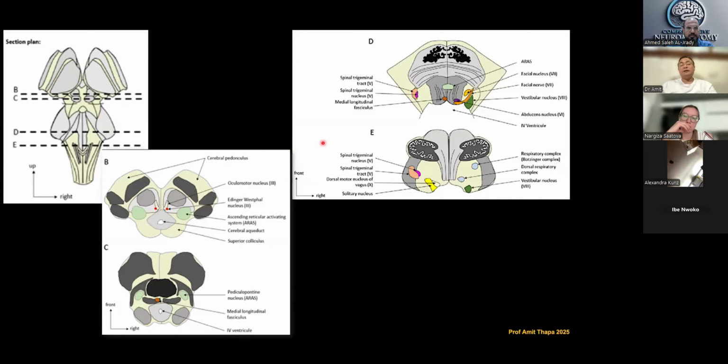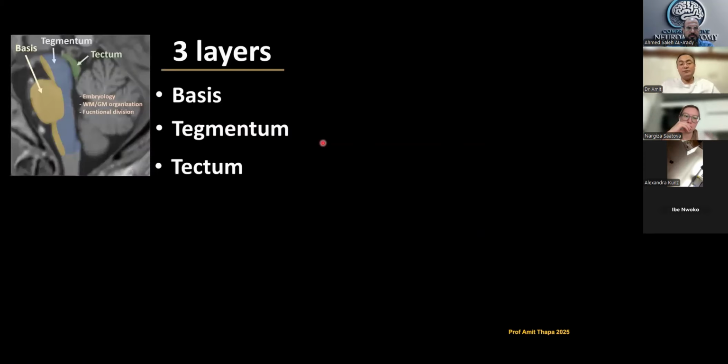So what we have found is if we can understand the basic concept of how these arrangements are done, then it can be replicated at all the levels of the brainstem, be it midbrain, pons, or medulla. The important thing is to understand that there are three layers of how these neurons and axons are arranged in this part of the brain. One is the basis, which is the ventral aspect. Tegmentum is the middle compartment, and the tectum is the most dorsal one. The tectum is present only in the midbrain, and it is deficient in the pons as well as in the medulla.